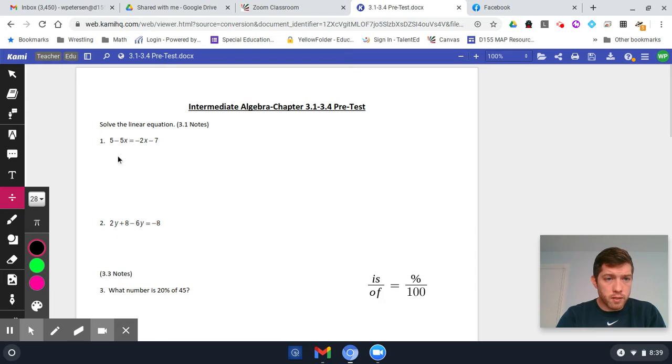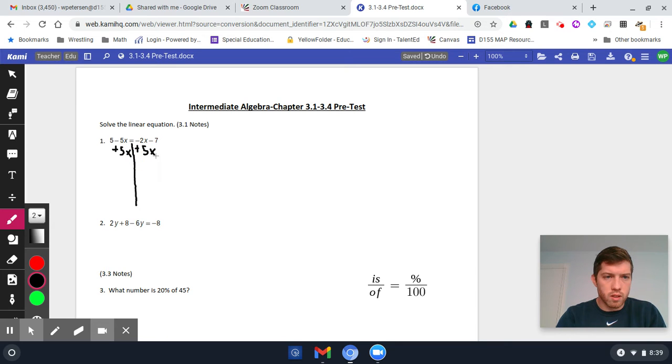So this first section, section 3.1, was just solving three-step equations, okay? So what we're going to do is we need to get our x's by itself. So I'm going to go ahead and split my line down the middle. I'm going to add my 5x to the other side of the equation, 5x. And what I do to one side, I do to the other side. Okay, so that's step 1, 5x.